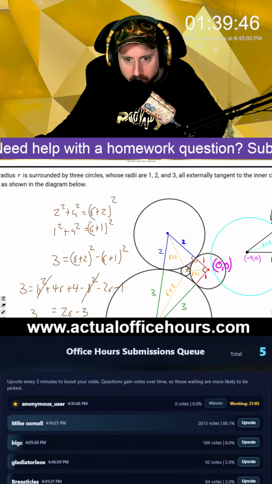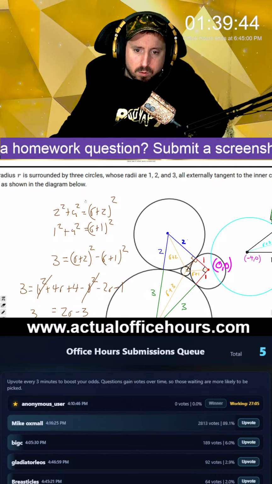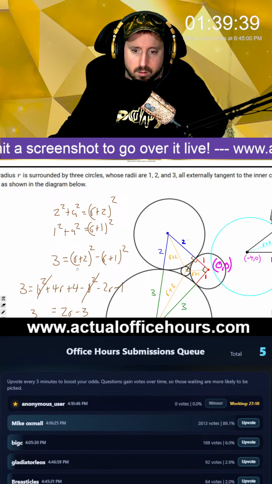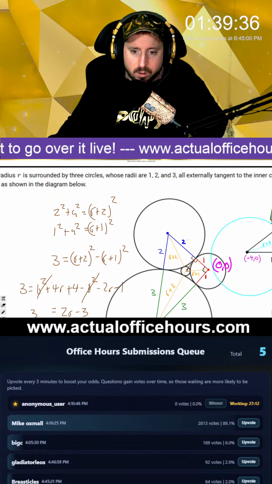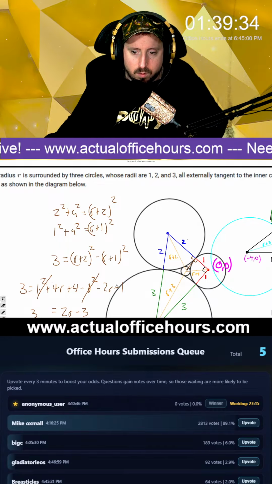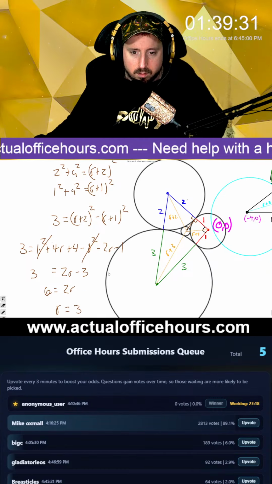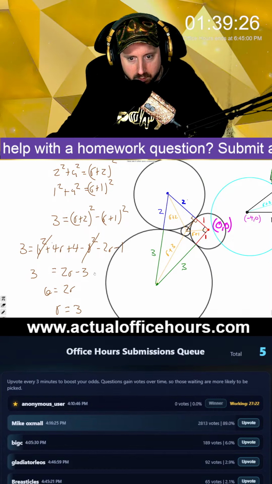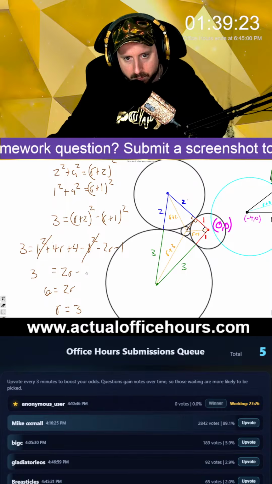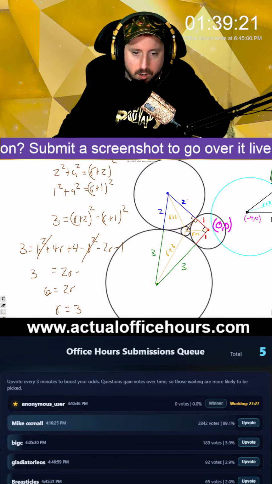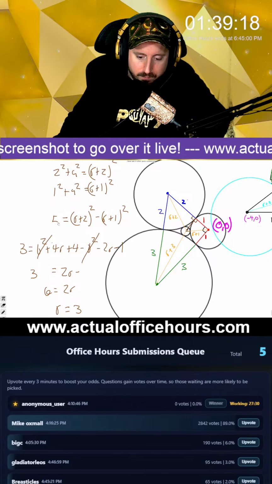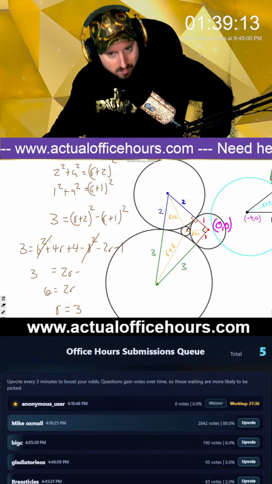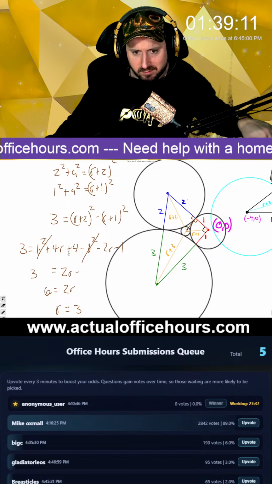Sorry, wait, what did we do wrong here? 4 minus 1 is 3. That cancels. R squared plus 4r plus 4 minus r squared minus 2r minus 1. Oh, wait, sorry. This is 4 minus 1, which is 3. Oh, wait. I think we have this wrong. Sorry, 4 minus 1 is not 3. 4 minus 1 is... wait. Yeah, no, wait. 4 minus 1 is 3. Brain today.